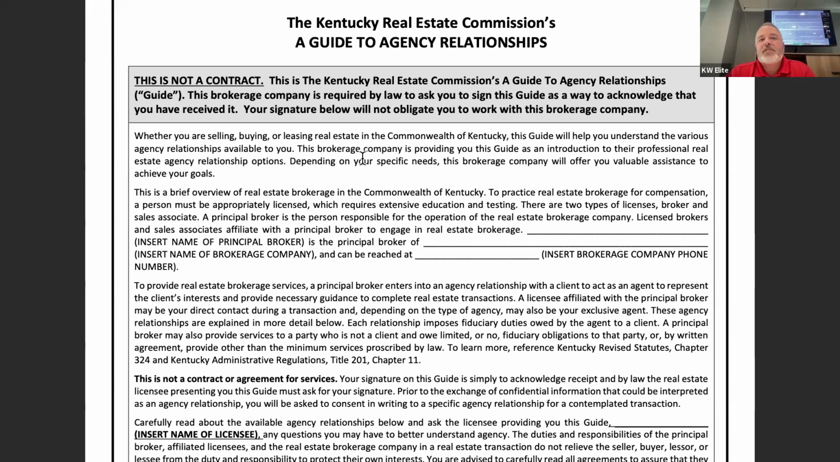This brokerage company is required by law to ask you to sign this guide as a way to acknowledge that you have received it. Your signature below will not obligate you to work with this brokerage company. A couple things. Number one, it clearly states that you don't have to work with the person to get them to sign it. However, you do need to sign it in order to make sure that you're compliant with state laws. Second thing is, because if me and you sign this together that doesn't mean we are necessarily working together, this is the first document that I would recommend you get signed, either at a wants and needs, or if somebody attends your open house, and you obviously have to get all the documents signed these days to represent somebody that walks in the door.